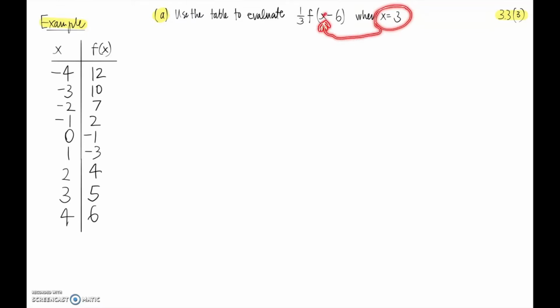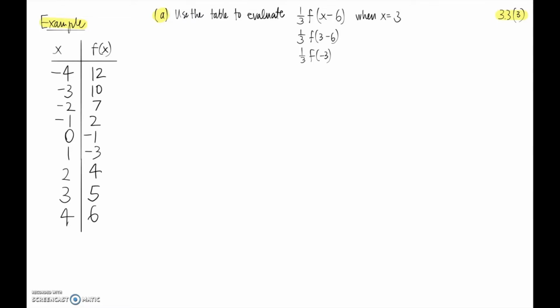If this is x, then it should be able to be replaced by 3. And when we do that, we get 1/3 f of 3 minus 6. And that just becomes 1/3 f of -3.